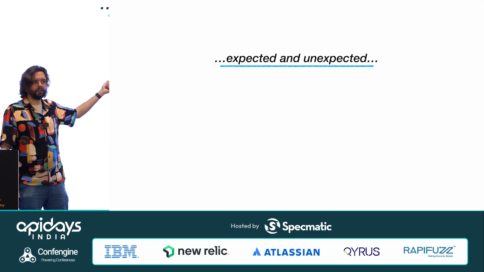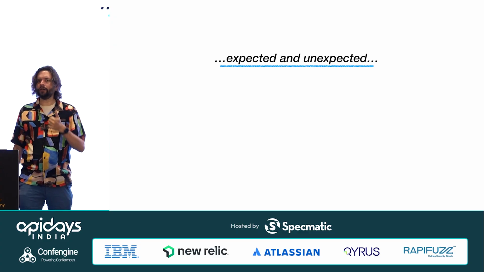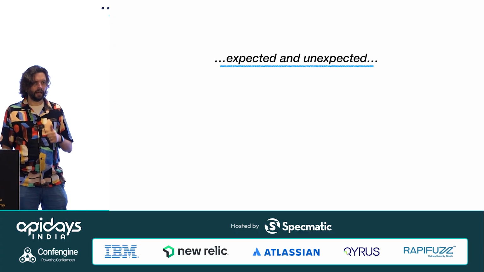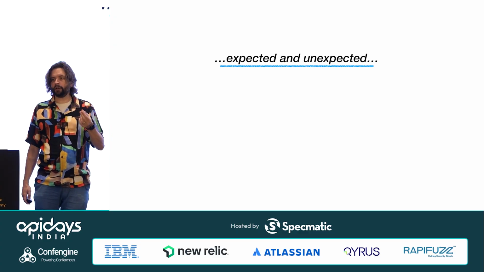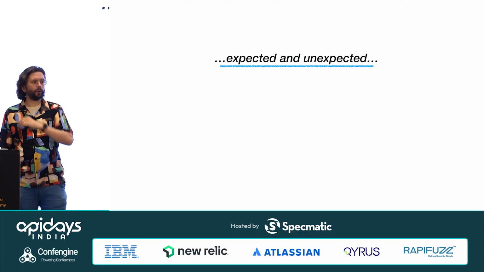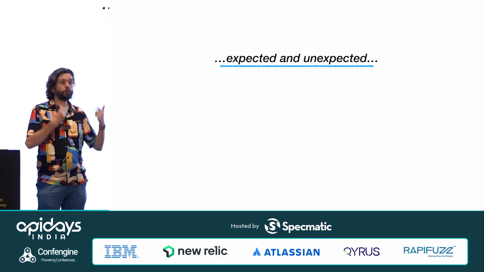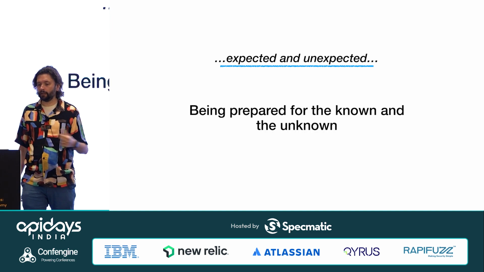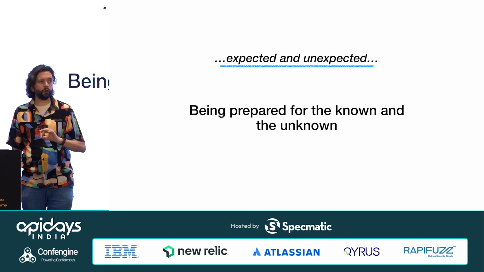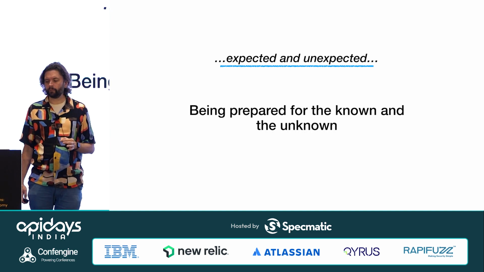So then we've got this idea of dealing with both the expected and unexpected. And this is a bit of an issue. A lot of organizations create their systems in such a way to deal with the expected, but they have no ability to deal with the unexpected. So this is us being prepared for both the known and the unknown.